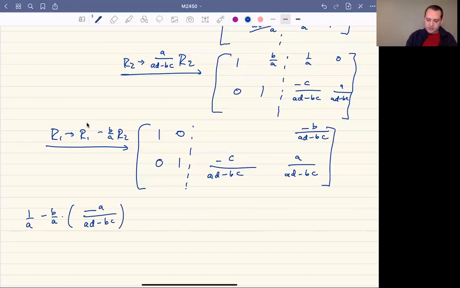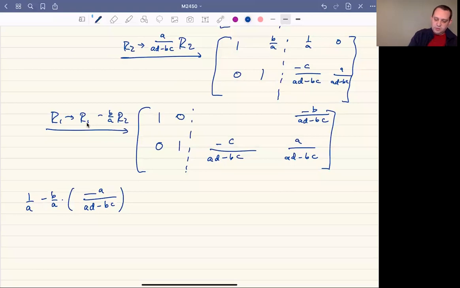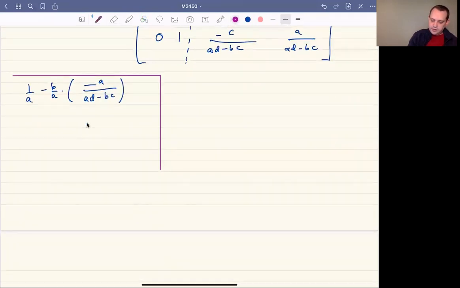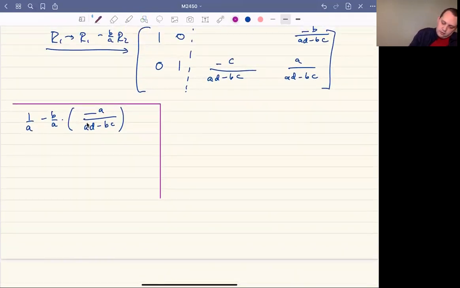I'm just doing this work off to the side here. This is going to be what it is. It's going to be 1 over A plus BC over A times AD minus BC. And there's nothing really nice about that.